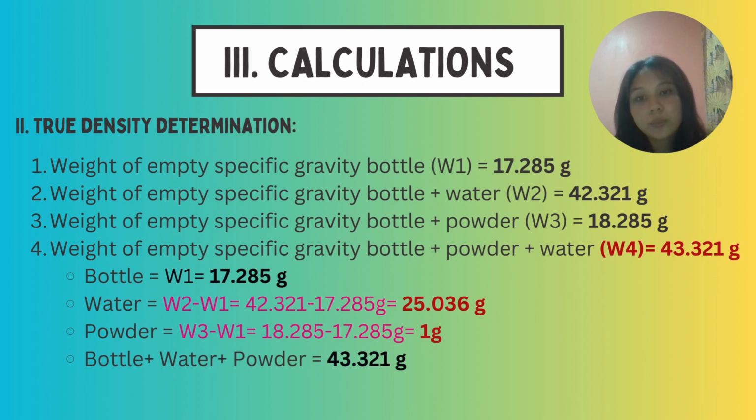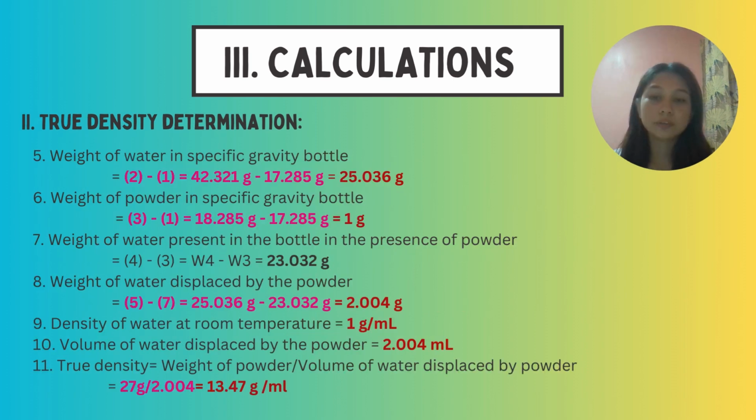Then for the powder, we subtracted W1 from W3, which have the value of 18.285 minus 17.285, which results to 1 gram, which is now our powder. And in order for us to get W4, we added the powder, water, and bottle, which gives us the value for W4, which is 43.321 grams.